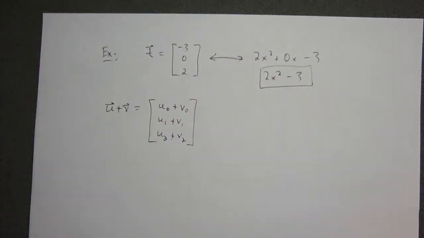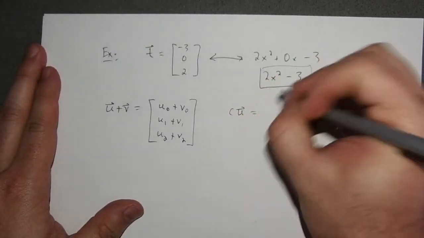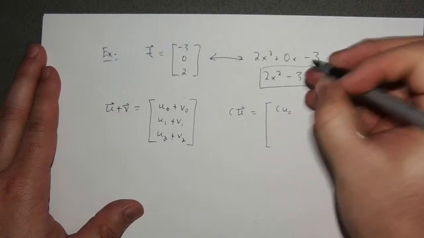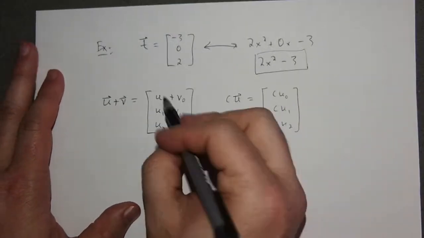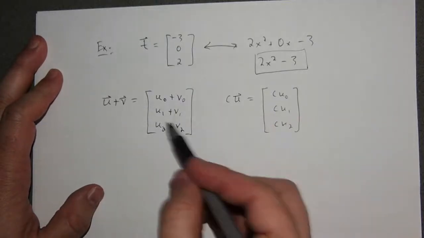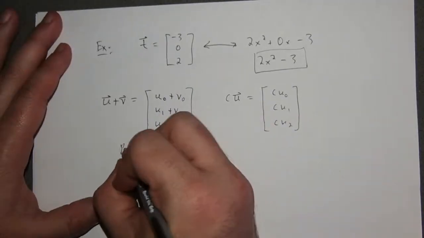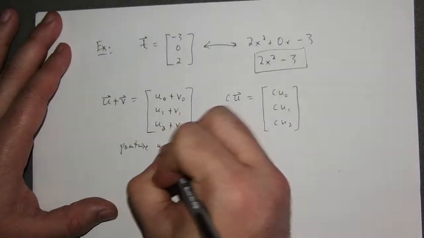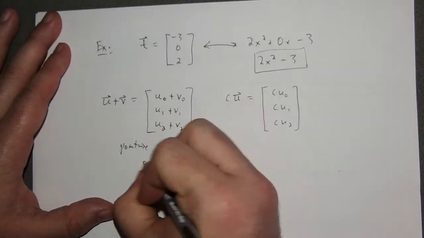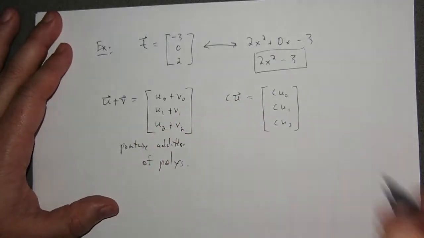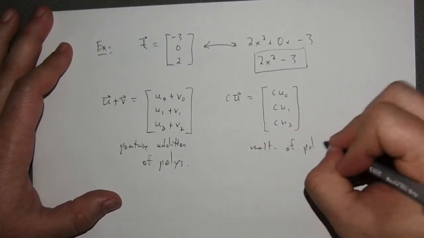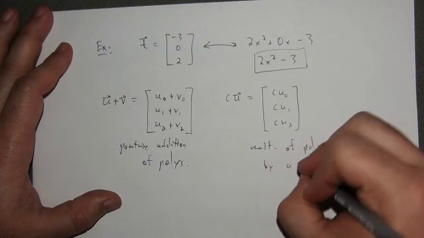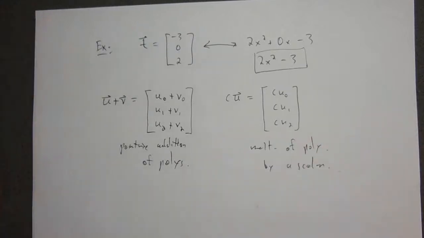Does that actually make sense for polynomials? You can check that it does. Similarly, scalar multiplication works exactly in the same way. It would be c u0, c u1, c u2. So in terms of polynomials, what does this mean? It's just pointwise addition of polynomials, and this is just multiplication of a polynomial by a scalar, or by a real number, c.